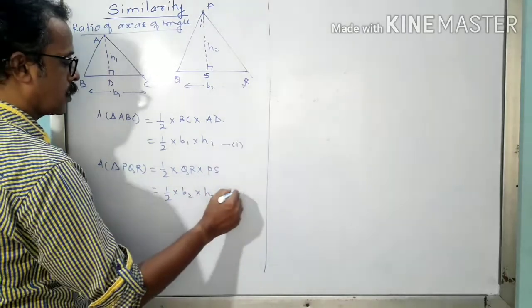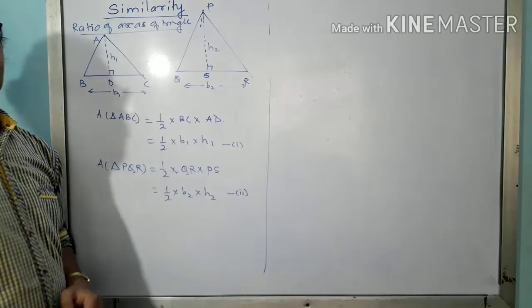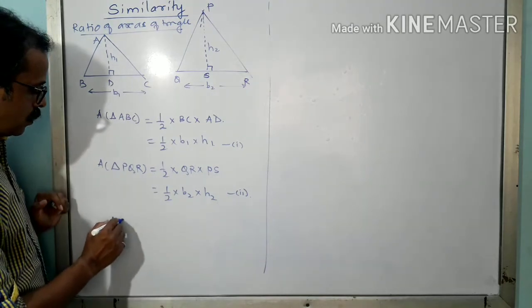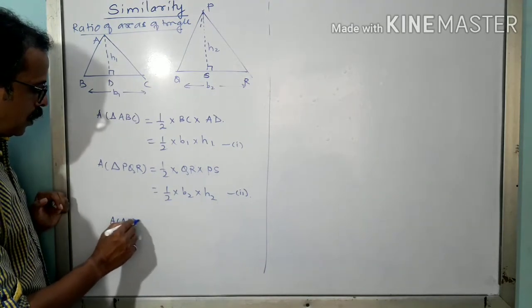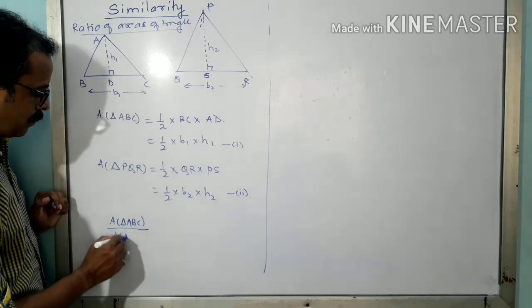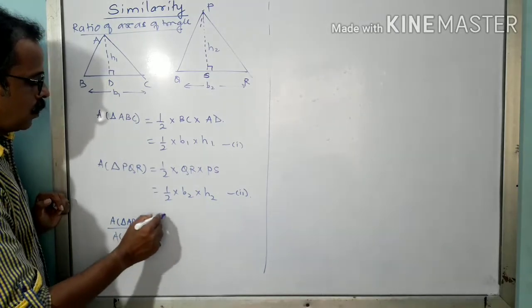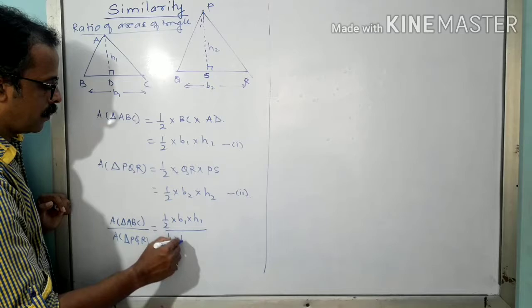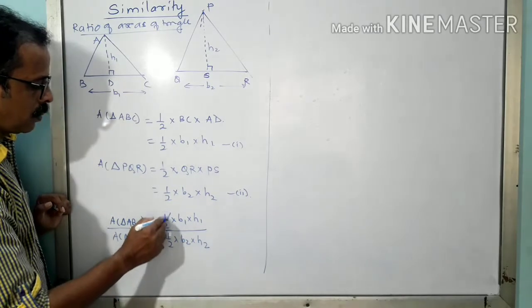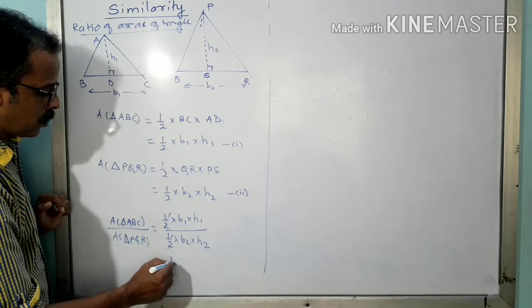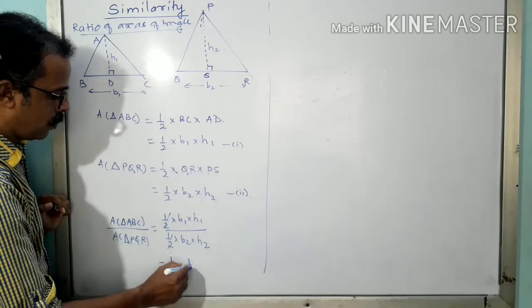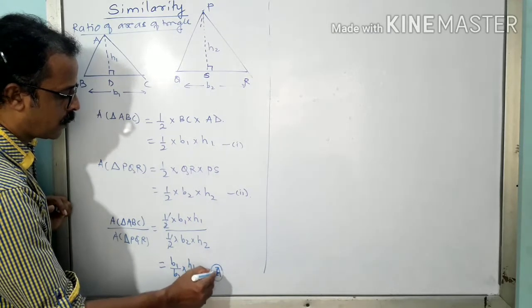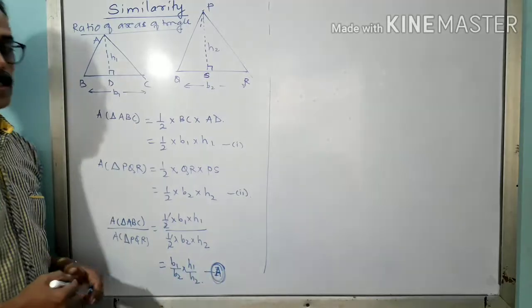These are the particular expressions we have written for areas of triangle. Now the next concept is that we need to take the ratio. Ratio means we are taking one upon the other. So area of triangle ABC upon area of triangle PQR is equal to half into B1 into H1 upon half into B2 into H2. Here this half gets cancelled. We get this ratio as B1 upon B2 into H1 upon H2. So this is the first condition we are starting with in this chapter.